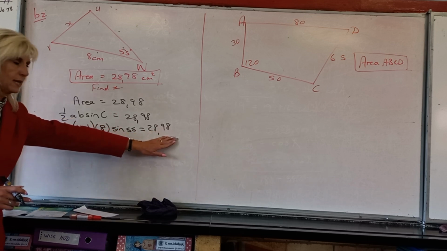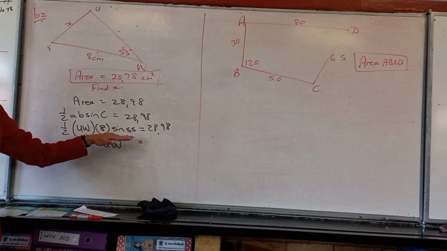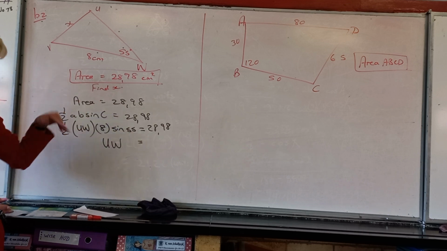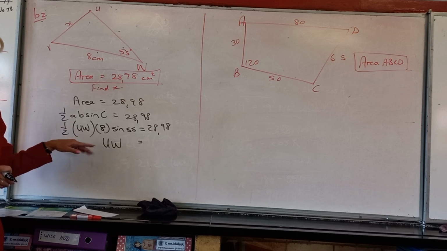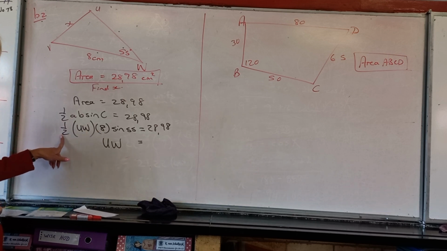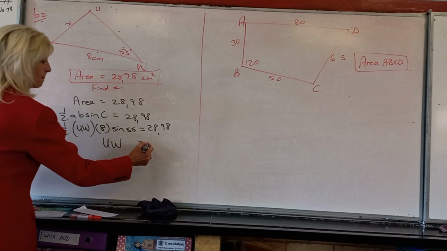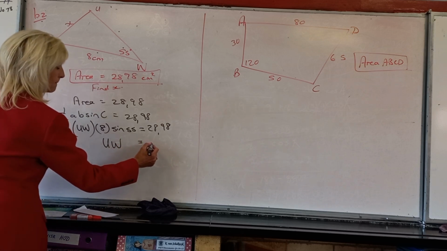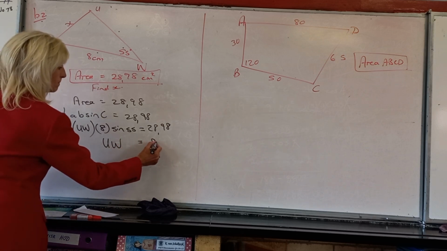So that's 28.98. And now I'm going to do it the other way around. Divide by sin 55, is that okay? And the whole answer divide by 8. And the whole answer divide by a half or times by 2. Do the same thing. What's my answer, please? 8.84 centimeters.